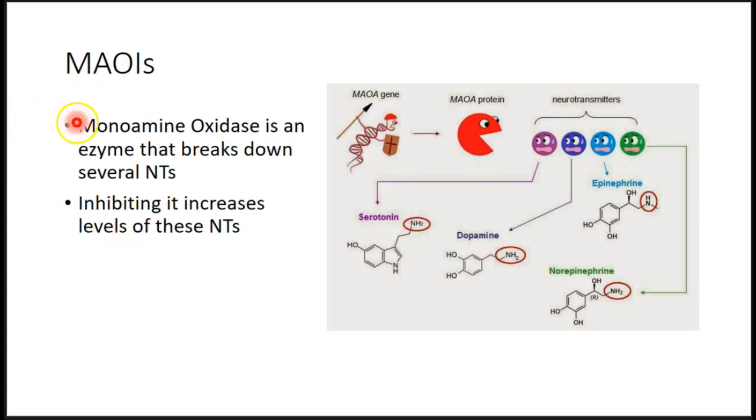MAOIs, that means that we are inhibiting the enzyme monoamine oxidase. Here's our monoamine oxidase protein. It's going to break down serotonin, dopamine, norepinephrine, and epinephrine. So if we can stick a little wedge in this guy's mouth, chemically speaking, and he can't break down those neurotransmitters, you should have elevated levels of all four of those. Pretty clear, right? Any questions about that one? Cool.